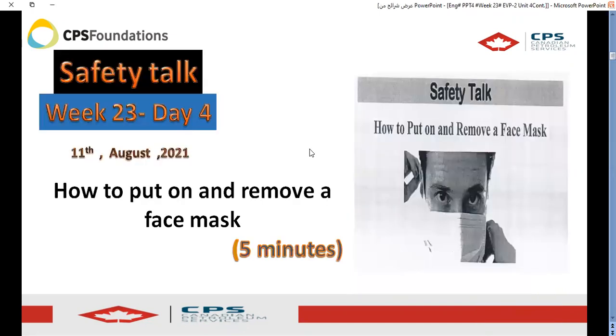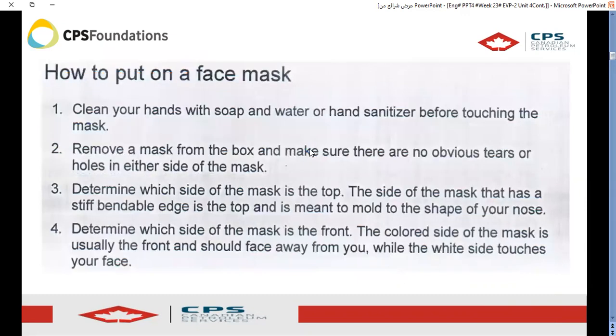We always start our lesson with a safety talk. The safety talk of this week is about how to put on and remove a face mask. We start with some guidelines that you need to follow when you put on a mask. You have to clean your hands with soap and water or hand sanitizer before touching the mask. You have to remove a mask from the box and make sure there are no obvious tears or holes in either side of the mask.